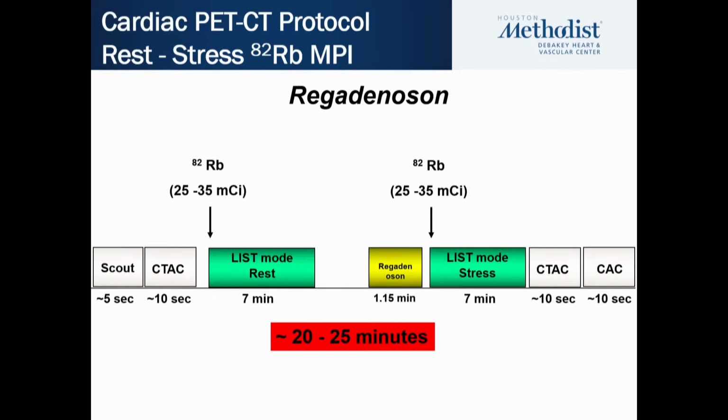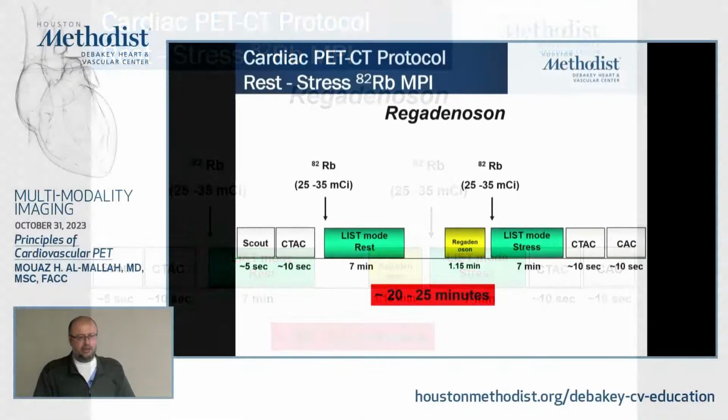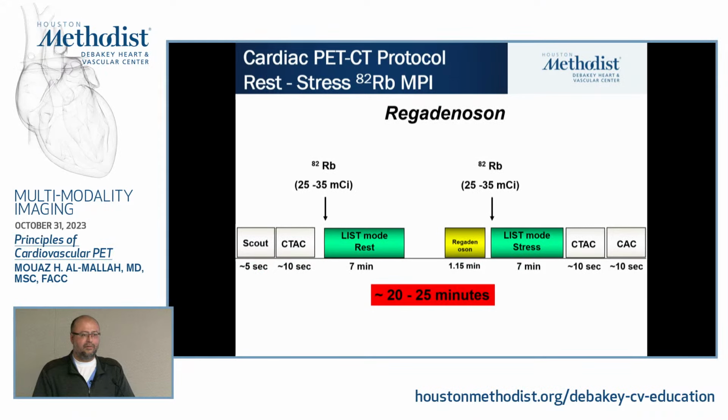So the first one is the MPI protocol. This is our protocol here. We do it very quickly. It's a 20-25 minute protocol because we use rubidium, we inject rubidium. This is the dose, not the dose we use here, 25 to 35. We use more like 10 to 20 millicuries, and we use regadenoson. Within 10 to 25, within 20 minutes, we're almost done, and the patient can move around.